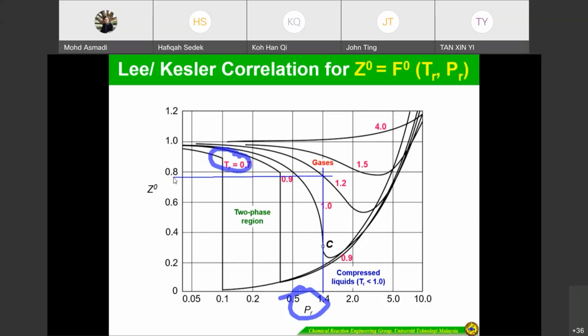But another way, you can refer to the table A1. That is the easiest way. If the value is not available, you have to do the interpolation between the values of TR and PR. So you have to remember that. Determining the value of Z naught from the figure is not really accurate because you have to read directly from the figure.